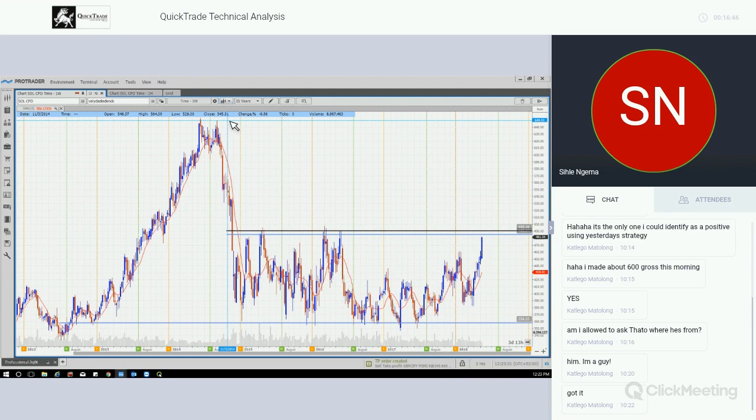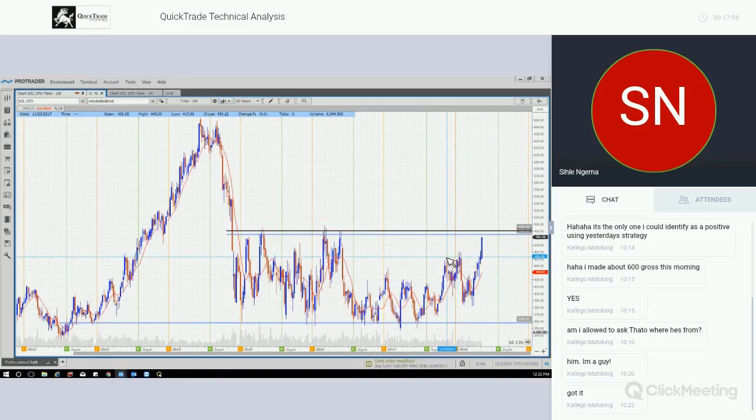That area at the bottom, which has been our support since 2013, that area is 360. Every time the price of Sasol comes down to 360, a lot of buyers come in and buy. So this is our support. If you are trading this range, it's 490, and the next support is around 360.